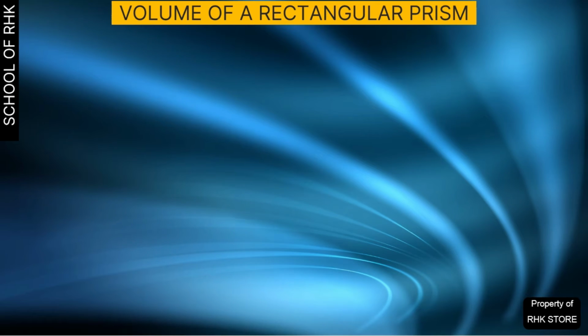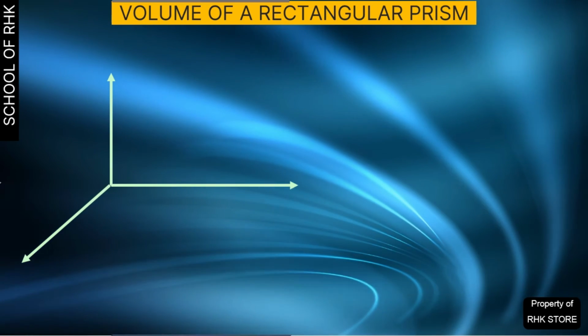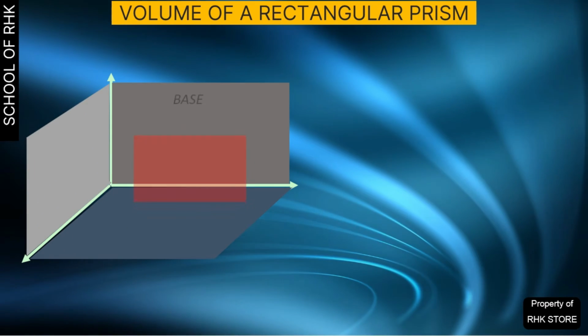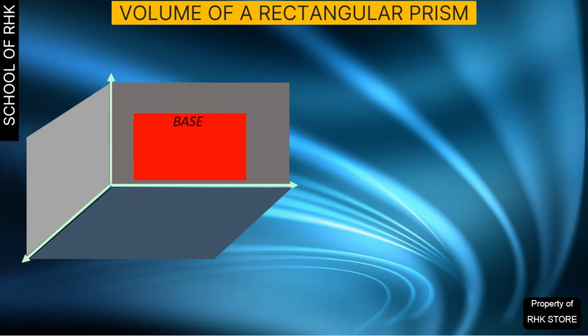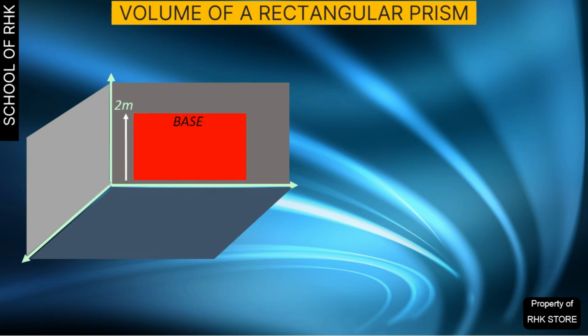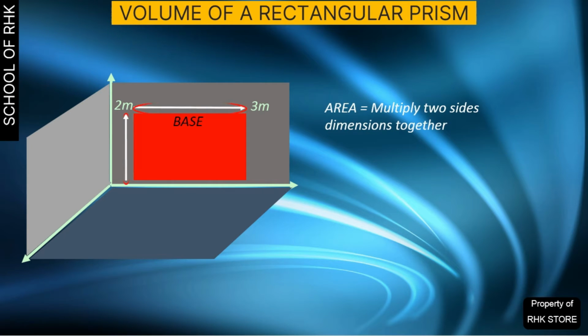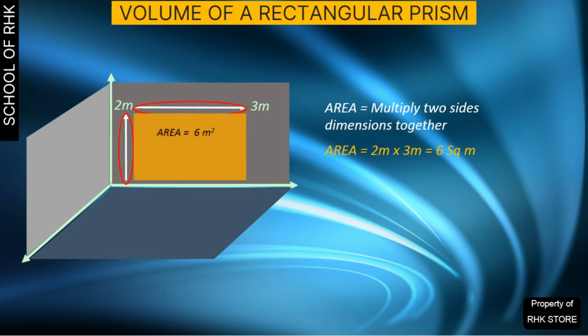Let's start with the rectangular prism and calculate its volume. The base is the original rectangle and its dimensions are 2 meters by 3 meters. So to find the area of that base, we need to remember how to calculate the area of a rectangle. To do that, we just multiply the two side dimensions together. 2 meters times 3 meters gives us 6 meters squared as the area.